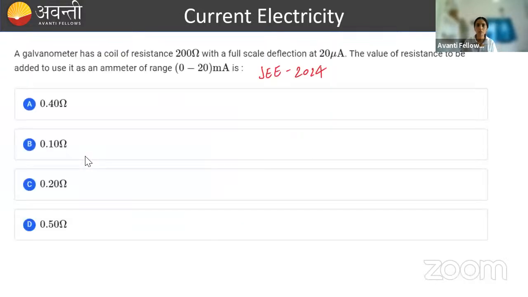चलो ठीक है. So now let's do this question. This is a question of a meter. A meter you must have studied.